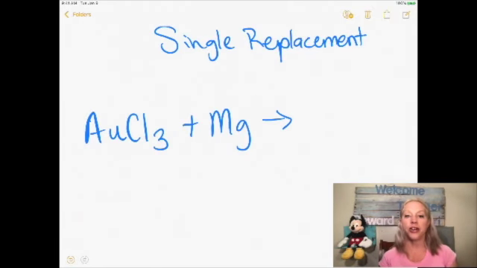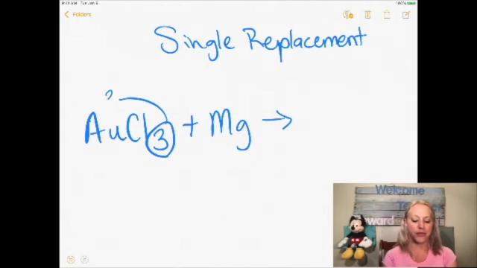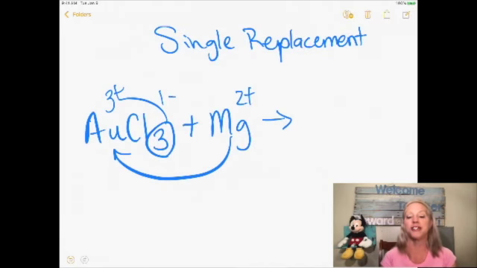In this example, we're going to look at single replacement where the metals have different charges. We have gold chloride, and it's actually gold(III) chloride because this 3 comes from the charge on gold, and chlorine has a -1 charge. Magnesium, we can look at the periodic table and find out that it has a charge of +2. In this case, magnesium is definitely higher on the reactivity series. Gold is at the bottom. It is the least reactive of the metals.